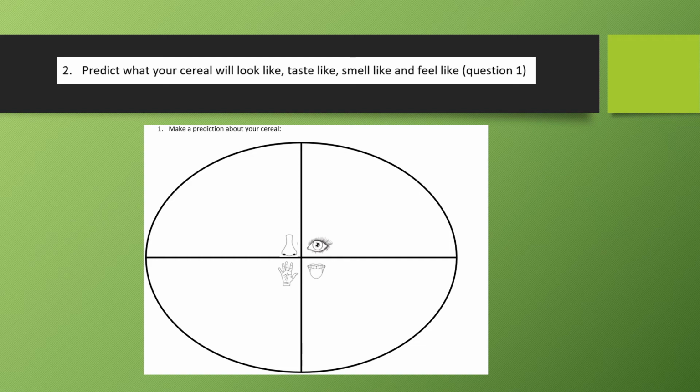The eye is what it will look like. The hand is what it will feel like. And the mouth with the tongue out, well, that's what it will taste like. I'd like you to write some descriptive words in those boxes to see what you think your cereal might be. Please aim for about 3 to 4 words per box, or if your student doesn't feel like writing, you can get them to draw a picture of something that they might think that it looks like, feels like, tastes like and smells like. Pause the video now and do that together.